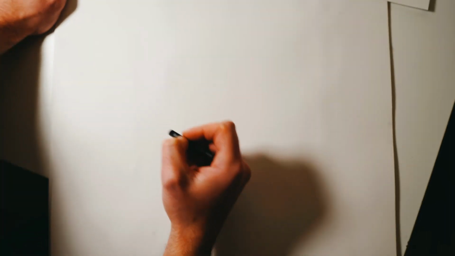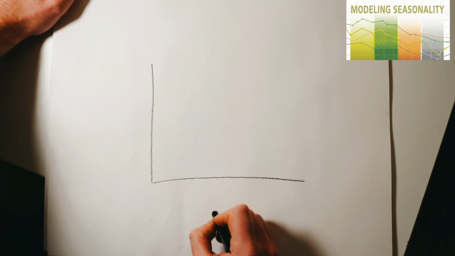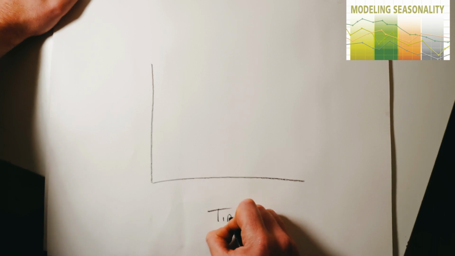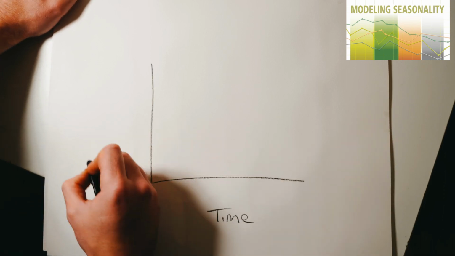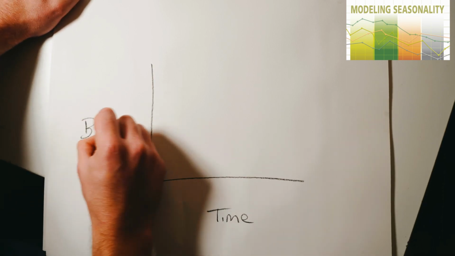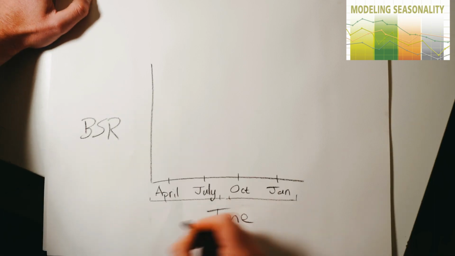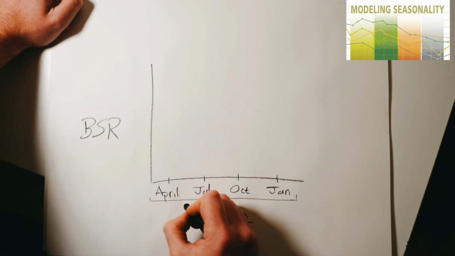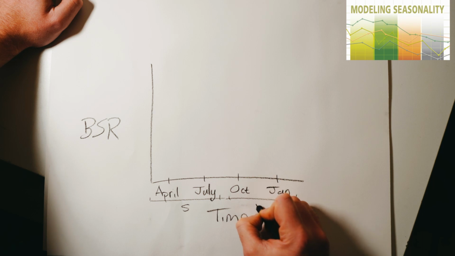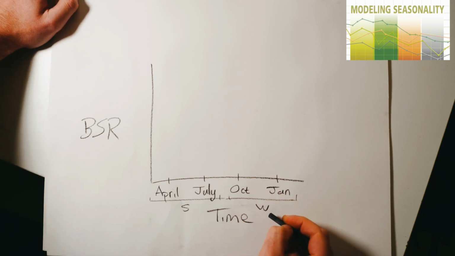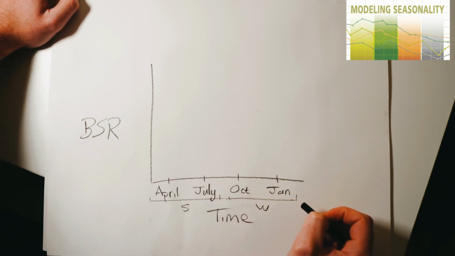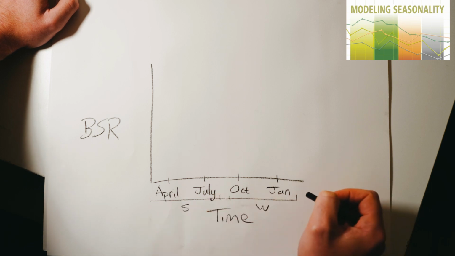And now our third concept. Here we're going to have time on the x-axis and BSR on our y-axis. And so here you can see in this section, we're going to have more of our summer, this section more of our winter. And remember, this also depends where you are in the world. But just as an example, we can do it like this.